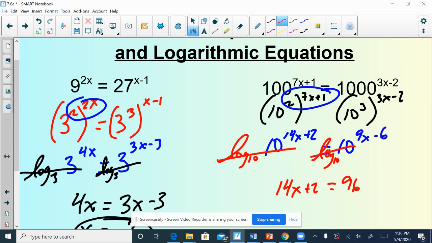9x minus 6. Subtract it over, we have 5x. Subtract the 2 over equals negative 8. So x is equal to negative 1.6.